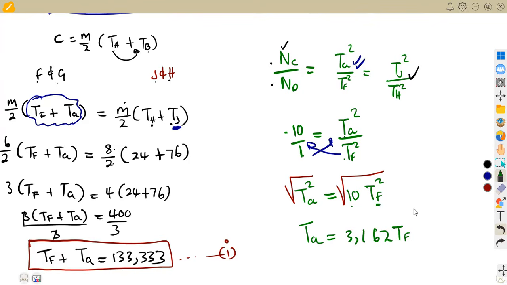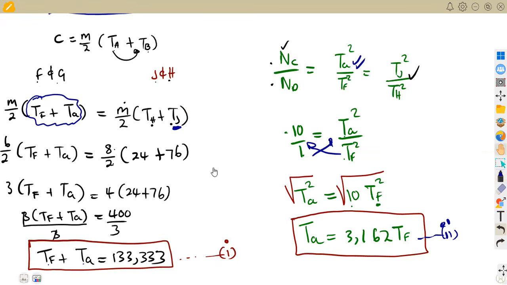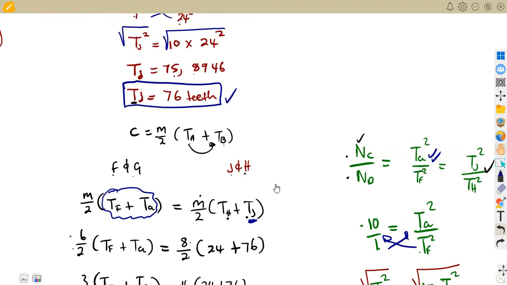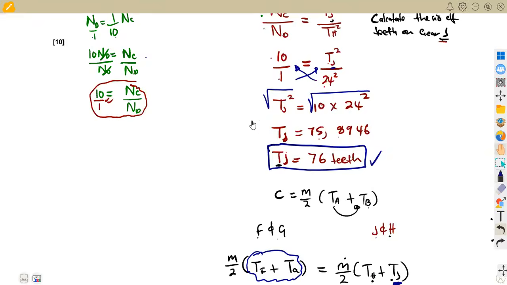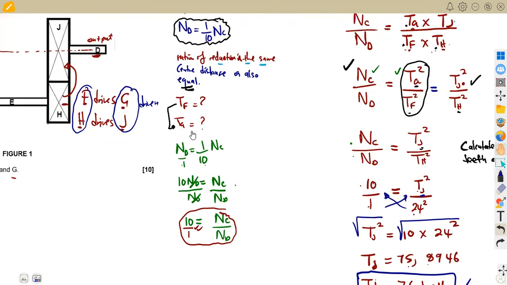So we have a ratio, or we are going to consider this as the second equation, which consists of G and F. We've got two equations that we can consider. So this is our second equation. As you can see, we can calculate the value of TF, the number of teeth on F, since this is what we are supposed to calculate. Our question is to calculate TF and TG.